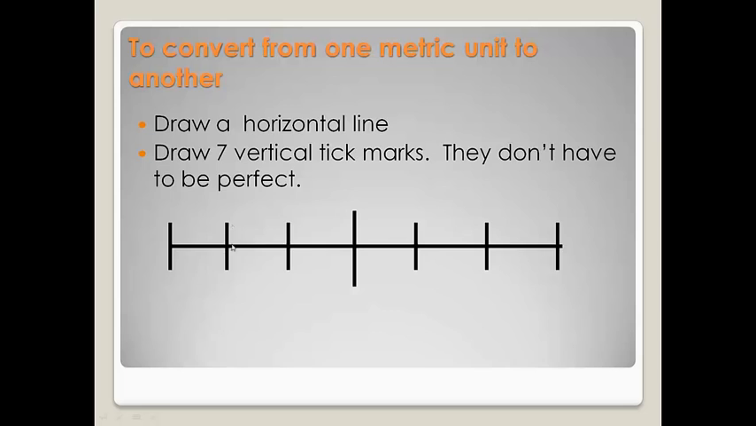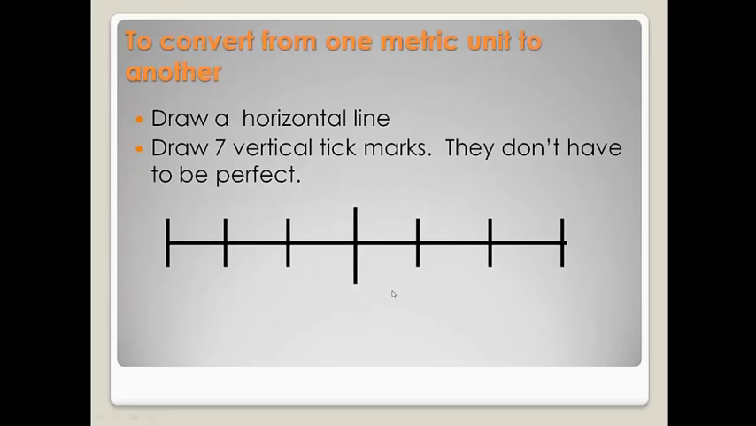And on the horizontal line you're going to put 7 tick marks, kind of like 7 days of the week. That's how I remember how many to put. Now you'll notice that I make the one in the middle, the 4th one, larger. You don't have to. I do, but that's totally up to you as to whether you want to make that a larger line or not.